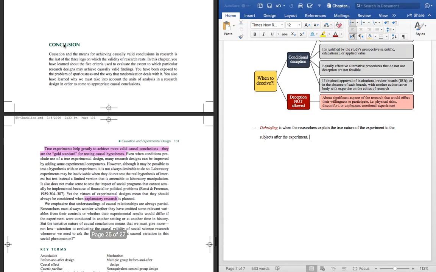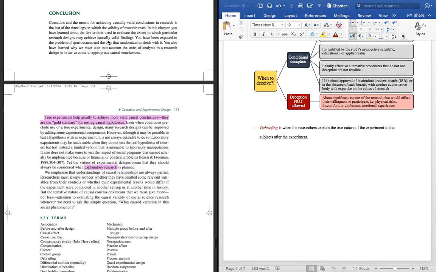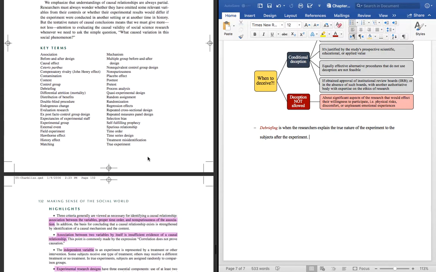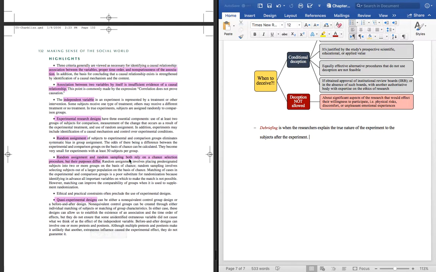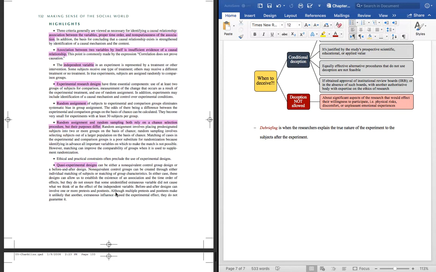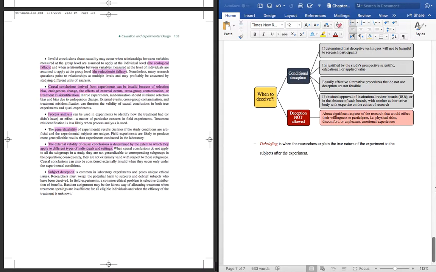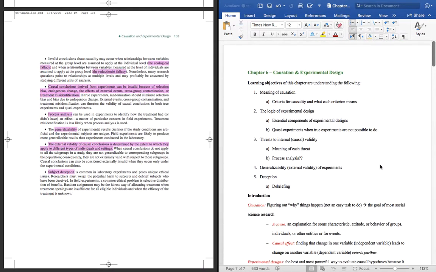Okay, so the paragraph of the conclusion wraps everything up very nicely. There are some key terms here. You don't really need to go through this list. It's not necessary. And the highlights in the article are very helpful. It wraps up everything and it brings everything together. So by looking at this Word document, go through the list for yourself.